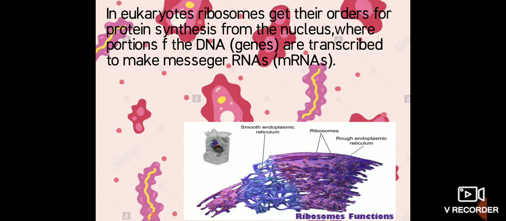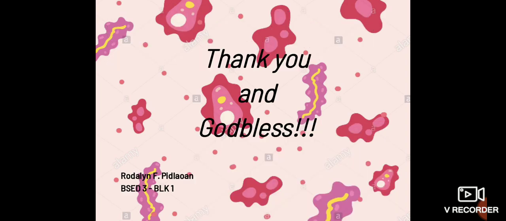And we have in eukaryotic cells, ribosomes get their orders for protein synthesis from the nucleus, where portions of the DNA, or genes, are transcribed to make messenger RNAs, mRNAs. This is the ribosome function picture.